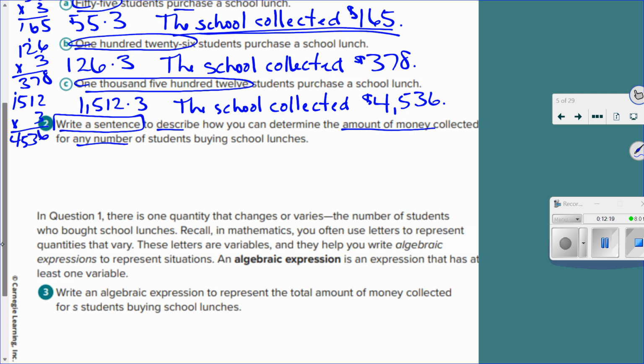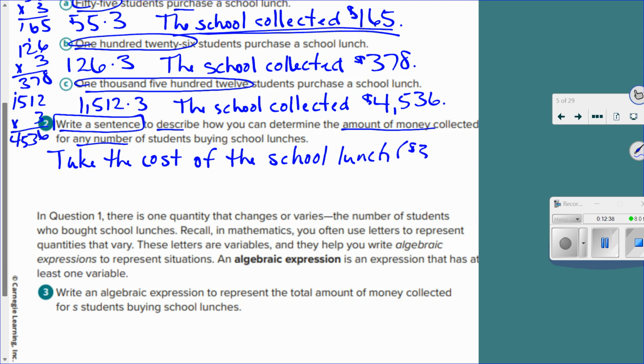Good. Excellent. So take the cost of the school lunch, $3 in this case, and multiply by the number of students.